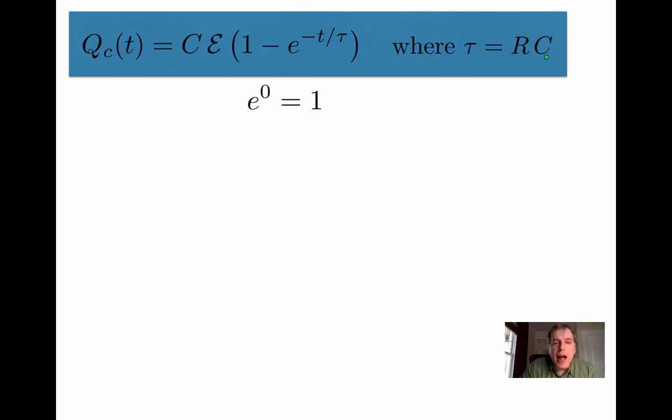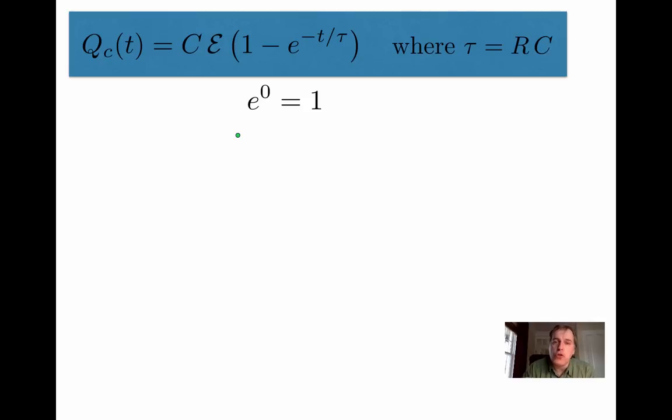Now, to check some values of the functions here, it would be useful to remember two special cases. We often check equations at t equals 0 and at t equals infinity. If you set t equals 0 here, you get e to the minus 0, which is e to the 0, and we'll need to use that e to the 0 is just 1, right? Anything raised to the 0th power is 1.